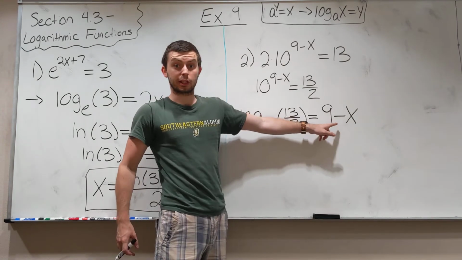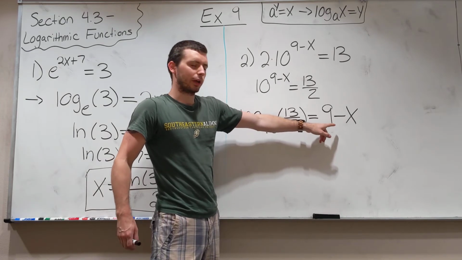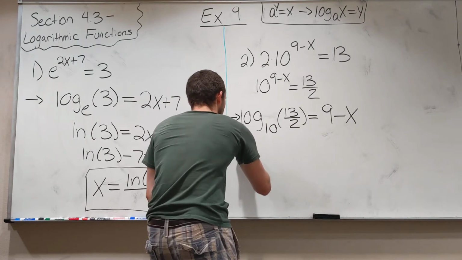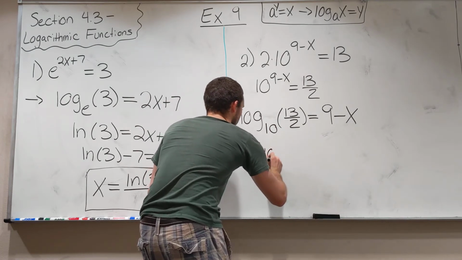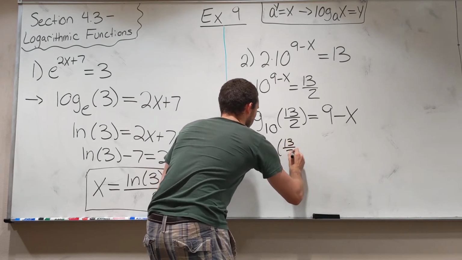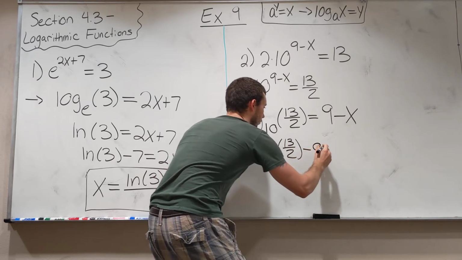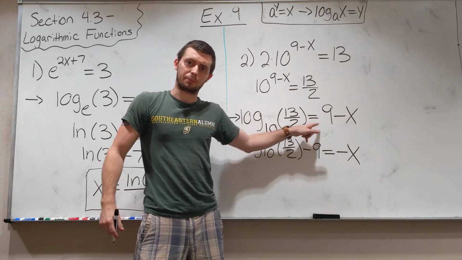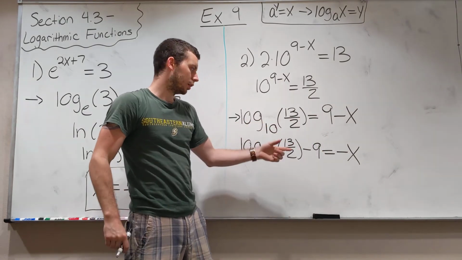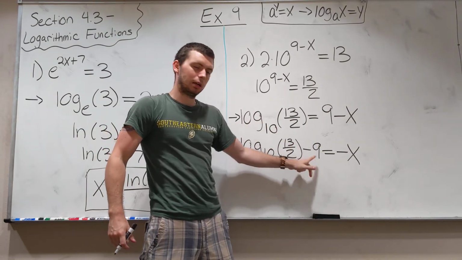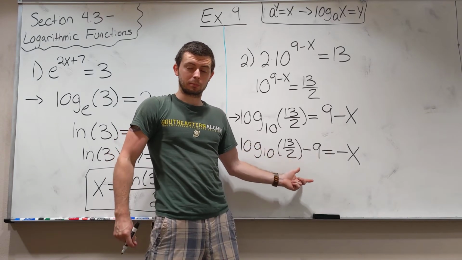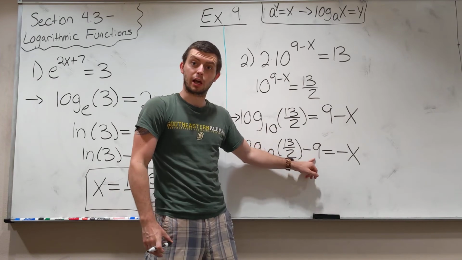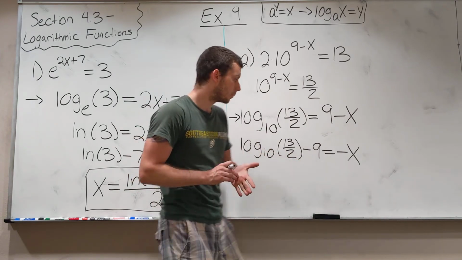And so we still have to get x by itself. So we can go ahead and subtract 9 on both sides. So let's go ahead and do that. So all I did was bump the 9 over here by subtraction. And again, the 13 over 2 and the 9 do not go together. The 13 over 2 is within the logarithm. The minus 9 is not, nor will it be.